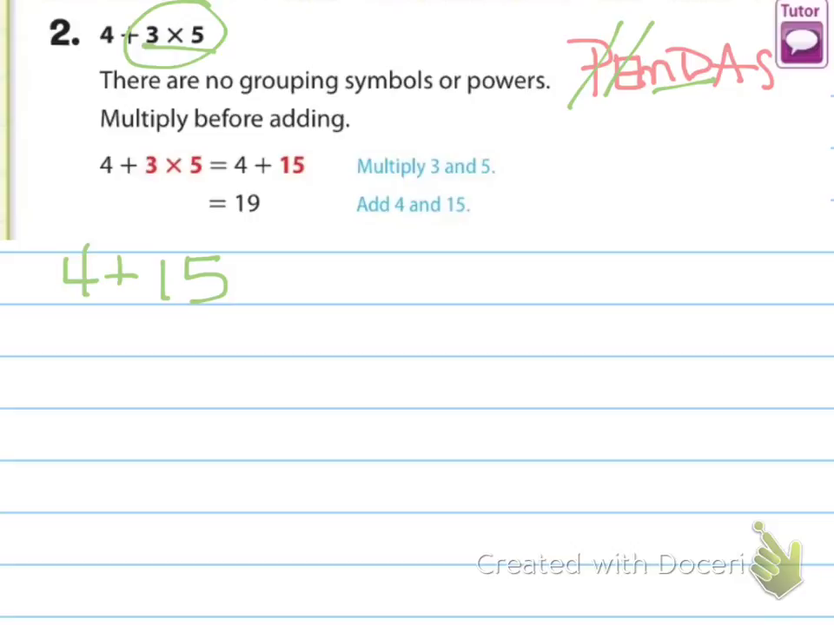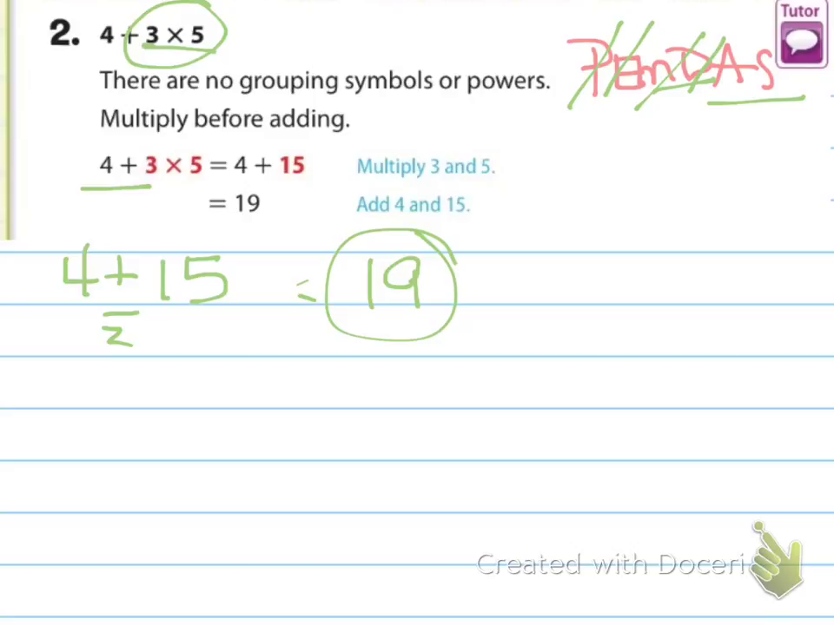Don't forget that we still have to add in the 4. And so now that we're done with this, we don't have any division, we have addition and subtraction, and sure enough, we have our addition problem here. So you're going to do 4 plus 15, which is 19. If you did 4 plus 3 first, that would be 7. 7 times 5 would be 35. Again, you're not getting the same answer as us.